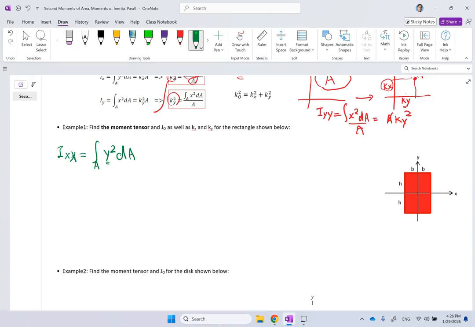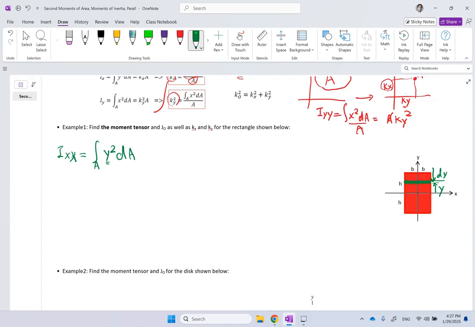If you don't know what I'm talking about, please go back and look at my video for centroids. You'll see what I'm talking about. Then calculating this will be very easy. So what I'll do is I move up from the x-axis by a distance y. I give it a thickness dy. And this small bar is going to be my element.